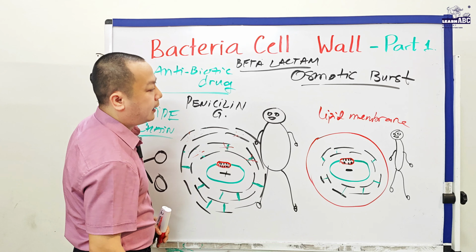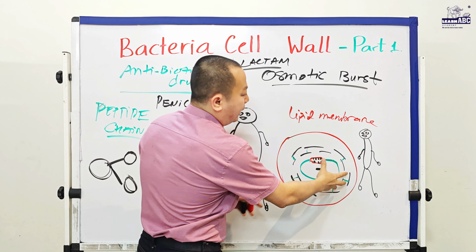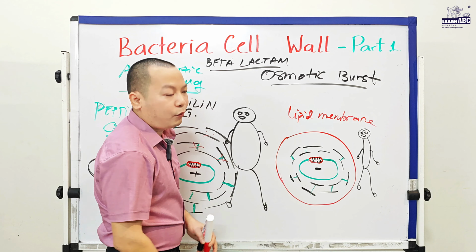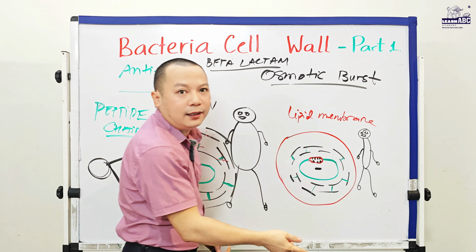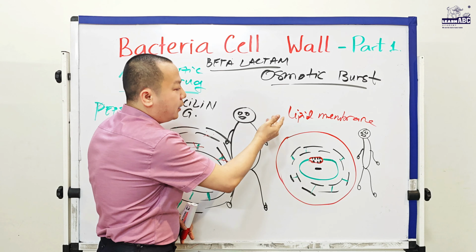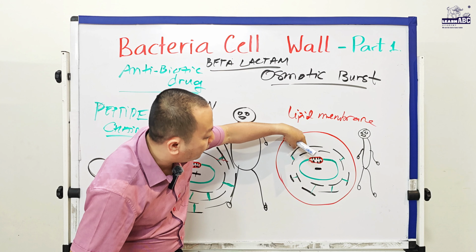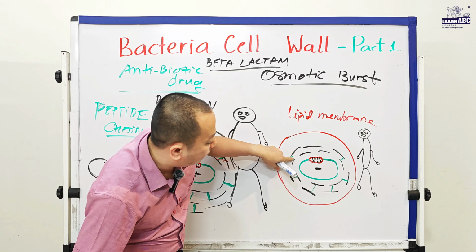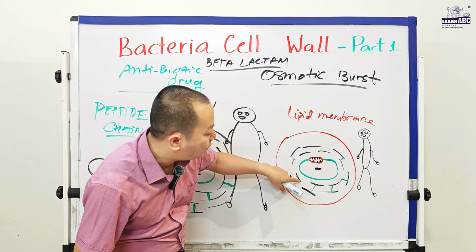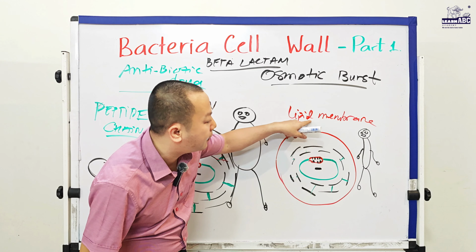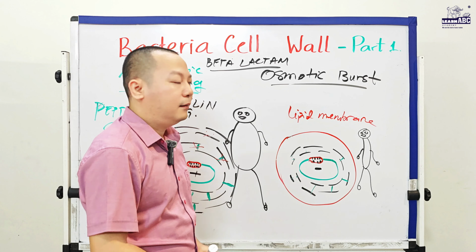and they will die. But if we use penicillin G for gram-negative bacteria, what happens? They have one more layer, the lipid membrane, outside. So the molecule of penicillin G cannot go inside and prevent the formation of the peptide chain here. So we cannot use penicillin G to treat gram-negative bacteria. That you have to remember.